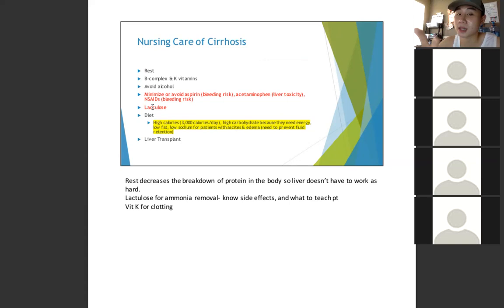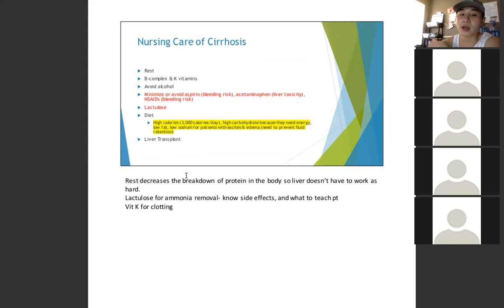Diet: they need high calories because they are in such a worse stage, so the body can rejuvenate. High carbohydrate because they need the energy. Low fat because the liver is not working, so we can't give them much fat because they can't absorb it. Low sodium because they are so swollen already, with ascites, so we prevent fluid retention. In the worst case, when everything has been done but nothing worked, we do the liver transplant.